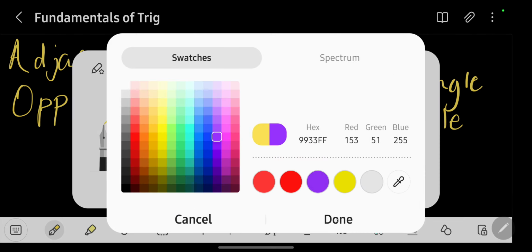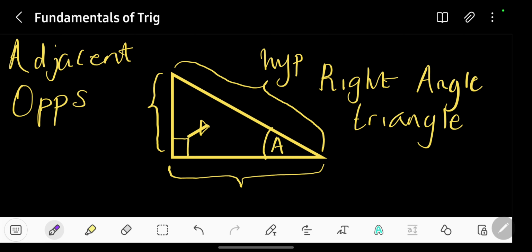Now let's talk about if we have a different person here. We have Mpo sitting there. If Mpo is sitting there, the side which is facing Mpo is going to be this side. So this side will be the opposite side for Mpo. The adjacent side is going to be the side where Mpo is sitting. It's going to be this side, Mpo's adjacent.